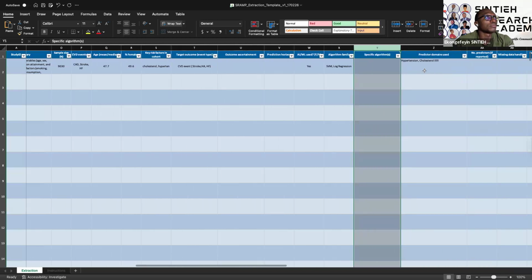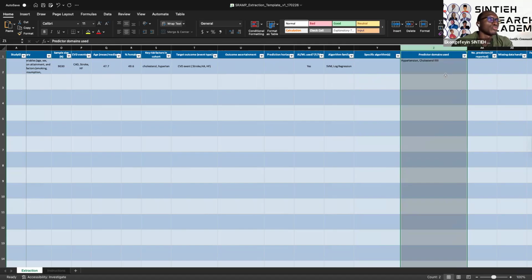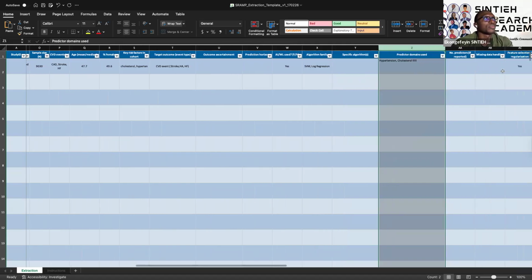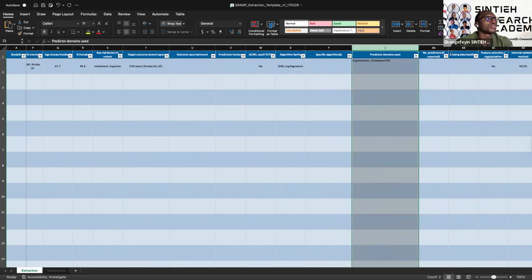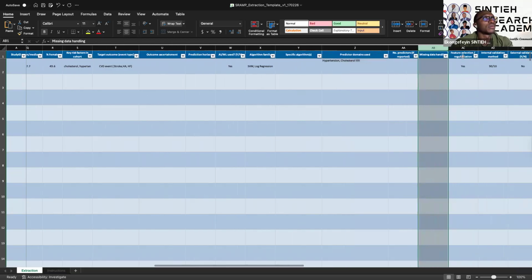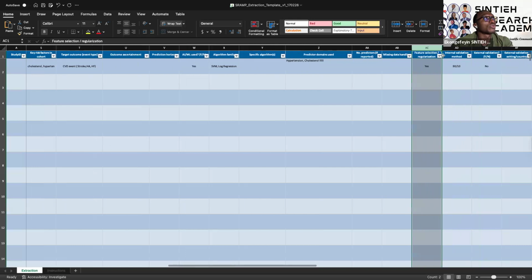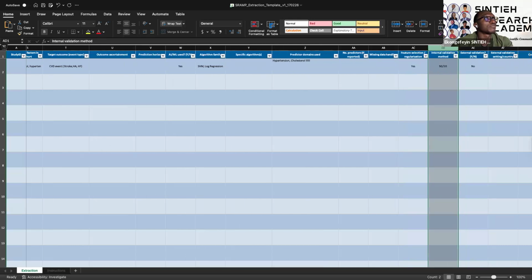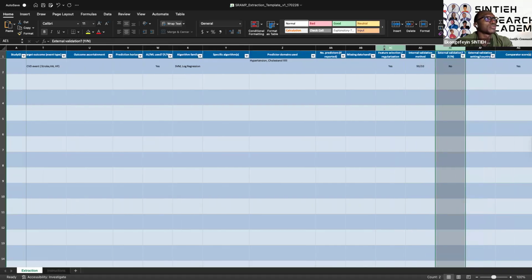And then what are the predictor domains? Predictor domains is the same as risk factors, but now that is what is being used in the machine learning model. So this is a nice to have. If you can find it, fine and good. But again, if you don't find predictors, which is strange, then you report that there were no predictors. And tell us how they handled missing data. Then let's forget about feature selection. This is more technical for you guys, and internal or external validation. You guys should forget about this one.